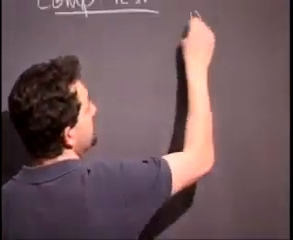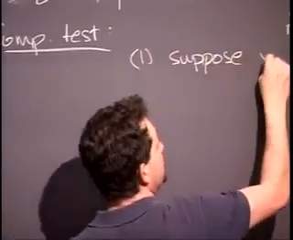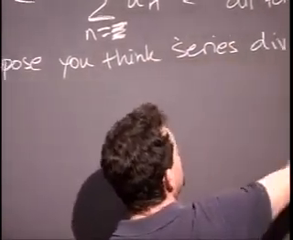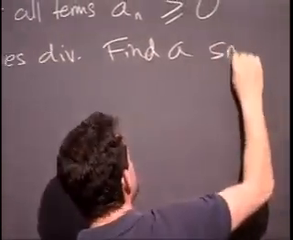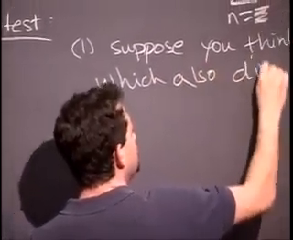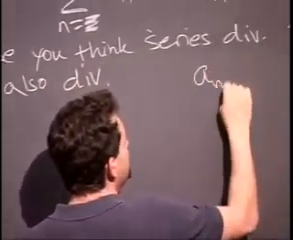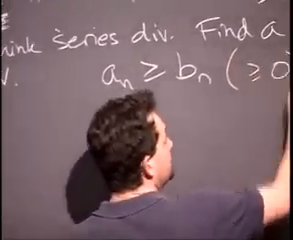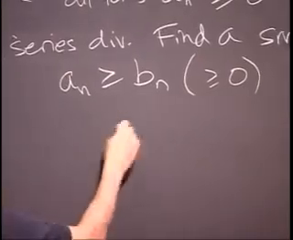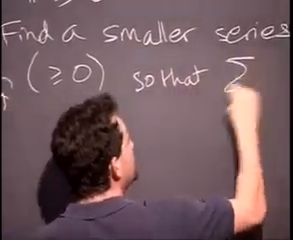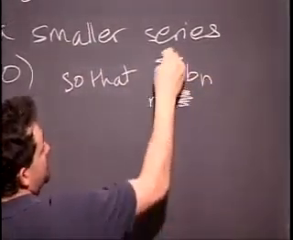Okay, so there are 2 versions. Suppose you think the series diverges. The original series you have diverges. Find a bigger series. No, I keep getting this the wrong way around. Find a smaller series which also diverges. I.e., you want an to be bigger than some other bn, and no cheating by picking negative series. This still has to be positive. So find this so that the new series, which is simpler, and it doesn't matter where it starts, diverges.